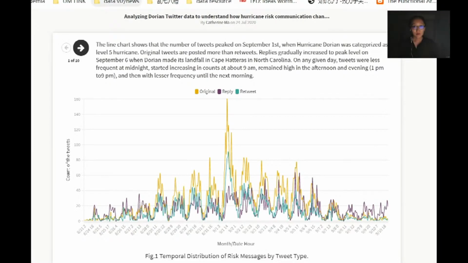For the first two charts, we illustrated our descriptive statistical analysis. As you can see in the first one, we encoded the tweet types, original, reply, and retweets, with colors, and distributed them along the dimensions of time and total count. As you can see, original tweets and retweets peaked around September the 1st, because on that day Hurricane Dorian reached its highest category, level 5.